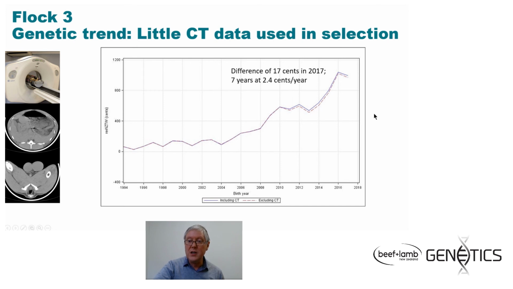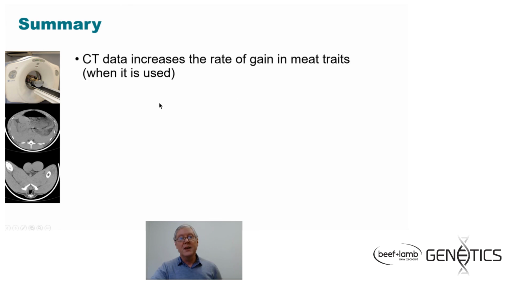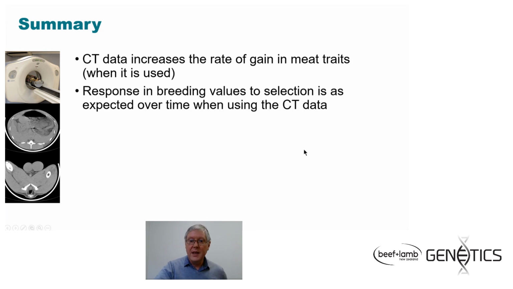All of those values are in line with the direction that we would expect things to go. The changes in some cases were substantial, but given the period of time, they're believable. So just to summarize, CT scanning is still a good way that we can increase our rate of gain in our meat traits, but you have to use that data. So in that flock that collected it but didn't use it, you see that there was no benefit. If you collected and used that, then you can get very good rates of gain that are above the levels that you would get if you don't have CT scanning in there.